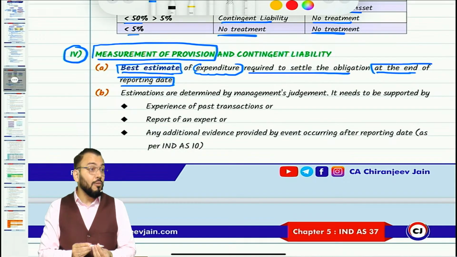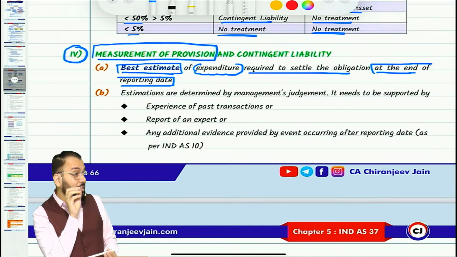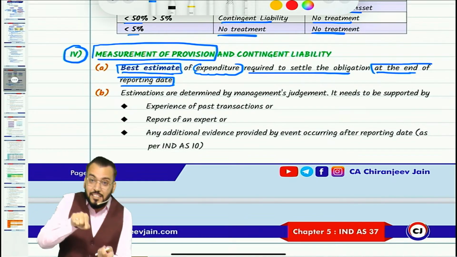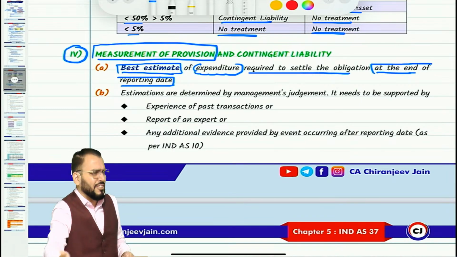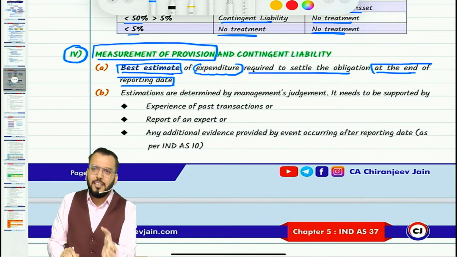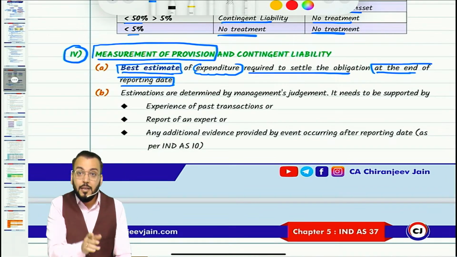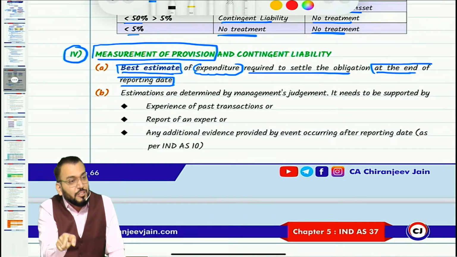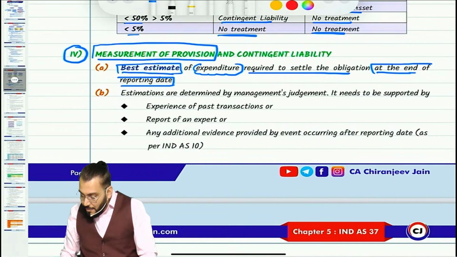You can understand how I am speaking all the words. All words need to be analyzed. Have you understood? Best estimate. Now, what is best estimate? That is the next discussion, means how to do the best estimate. That is the next point. So right now, don't think about best estimate. Best estimate of expenditure which is required to settle the obligation at the end of the reporting date.